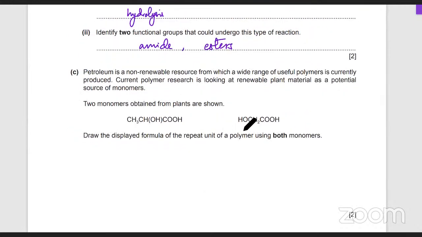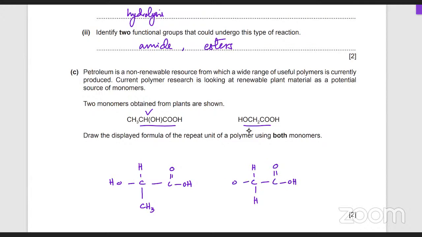Petroleum is a non-renewable. Draw the displayed formula of the repeat unit of a polymer using both monomers. So we have to make it from these two. This is the CH in the middle, okay, the middle part CH. We've got an OH and we've got a carboxylic acid as well. And with that CH, there's a CH3 as well. Over here, I've got a CH2, I've got a carboxylic acid, and I've got an OH.